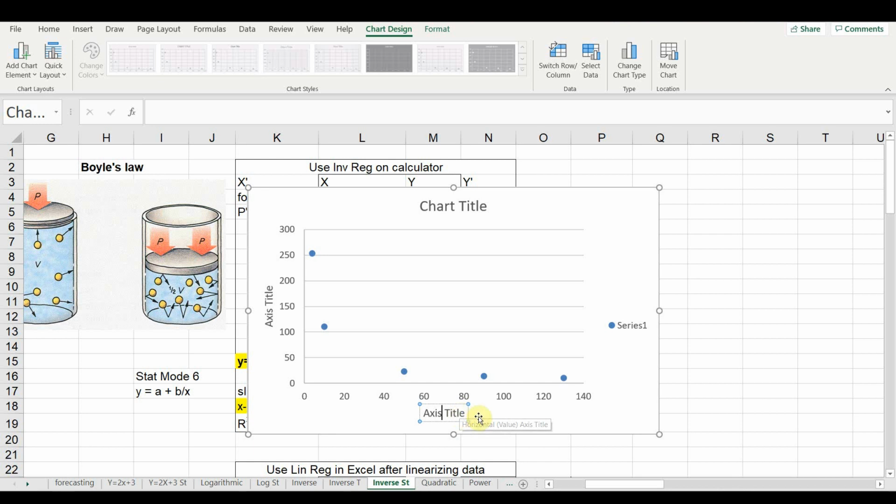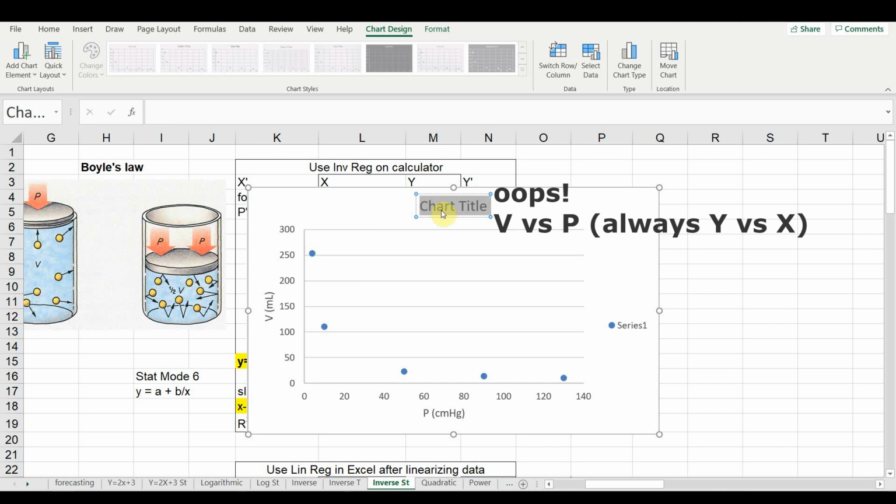Click once on the axis title to select it. Click a second time to see the flashing cursor. Then you can type Control-A from the keyboard to select it all, and then you can type in easily. We'll call this one P, pressure in centimeters of mercury. And the y-axis would be V in milliliters. The chart title, how about P versus V? We don't need the legend. Let's get rid of that.